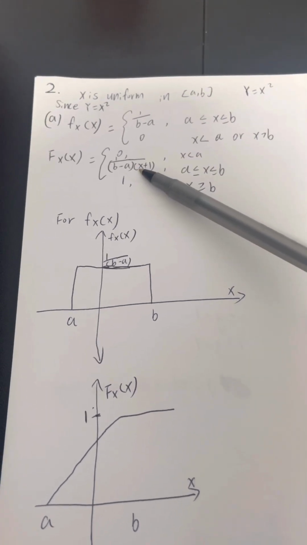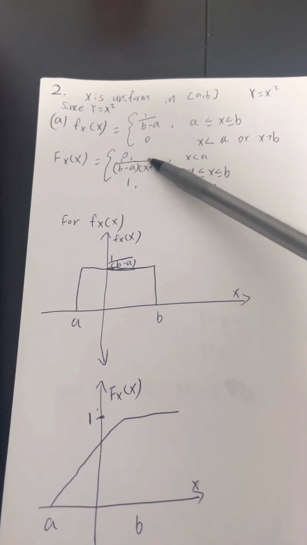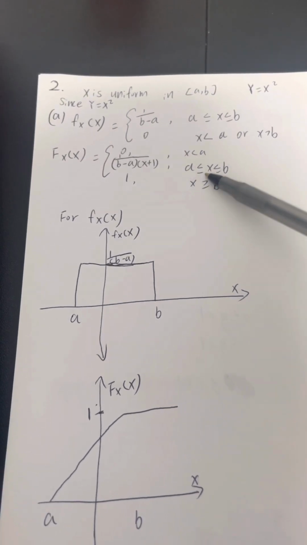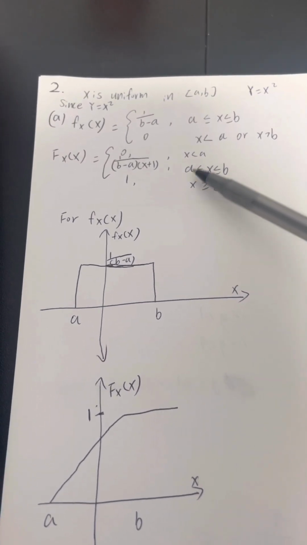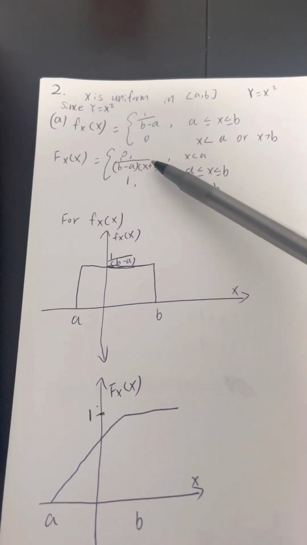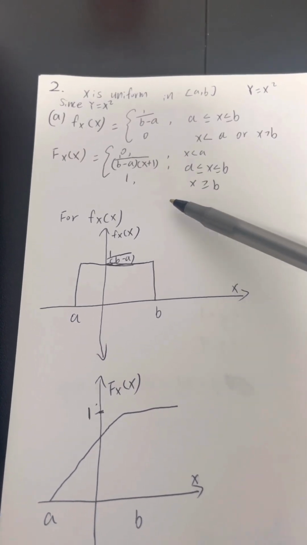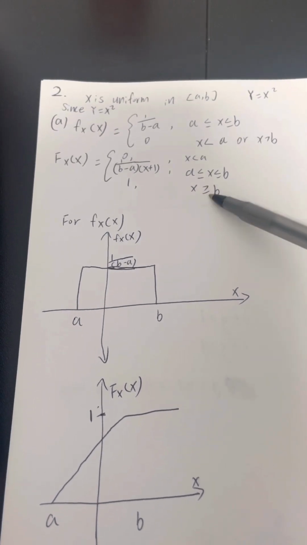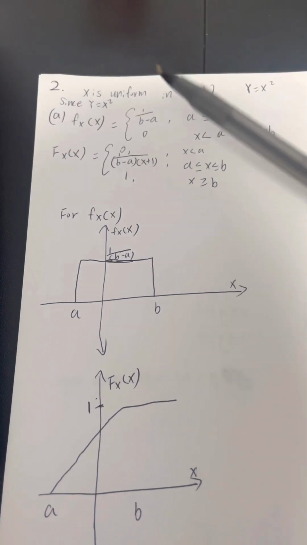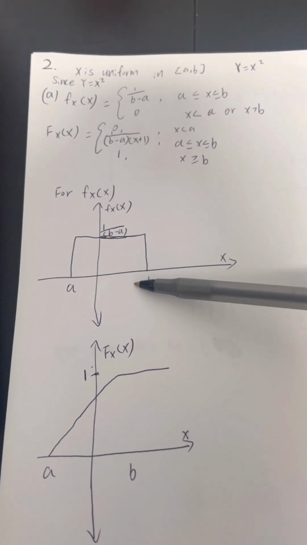And when x is smaller than a, F_X(x) is equal to 0. And when x is greater than or equal to a and smaller than or equal to b, you get F_X(x) is equal to (x plus 1) over b minus a. And if x is greater than b, then you get F_X(x) is equal to 1. So you can draw the graph based on these values.